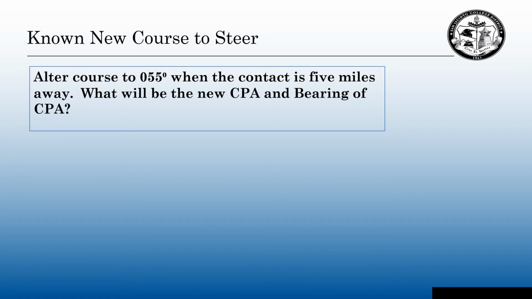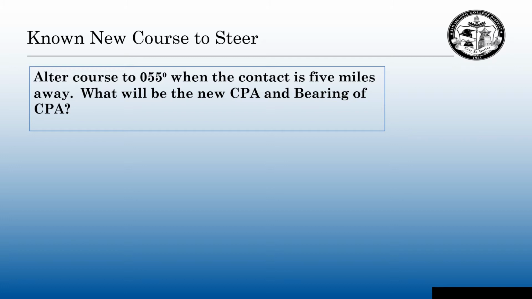Known new course to steer. In part 2 of the video series, we found out what course we needed to alter to in order to maintain a required CPA. In this video, we're going to be given a new course. So when the contact tracks down that relative motion line, they get to the execution point or MX, we'll alter course.